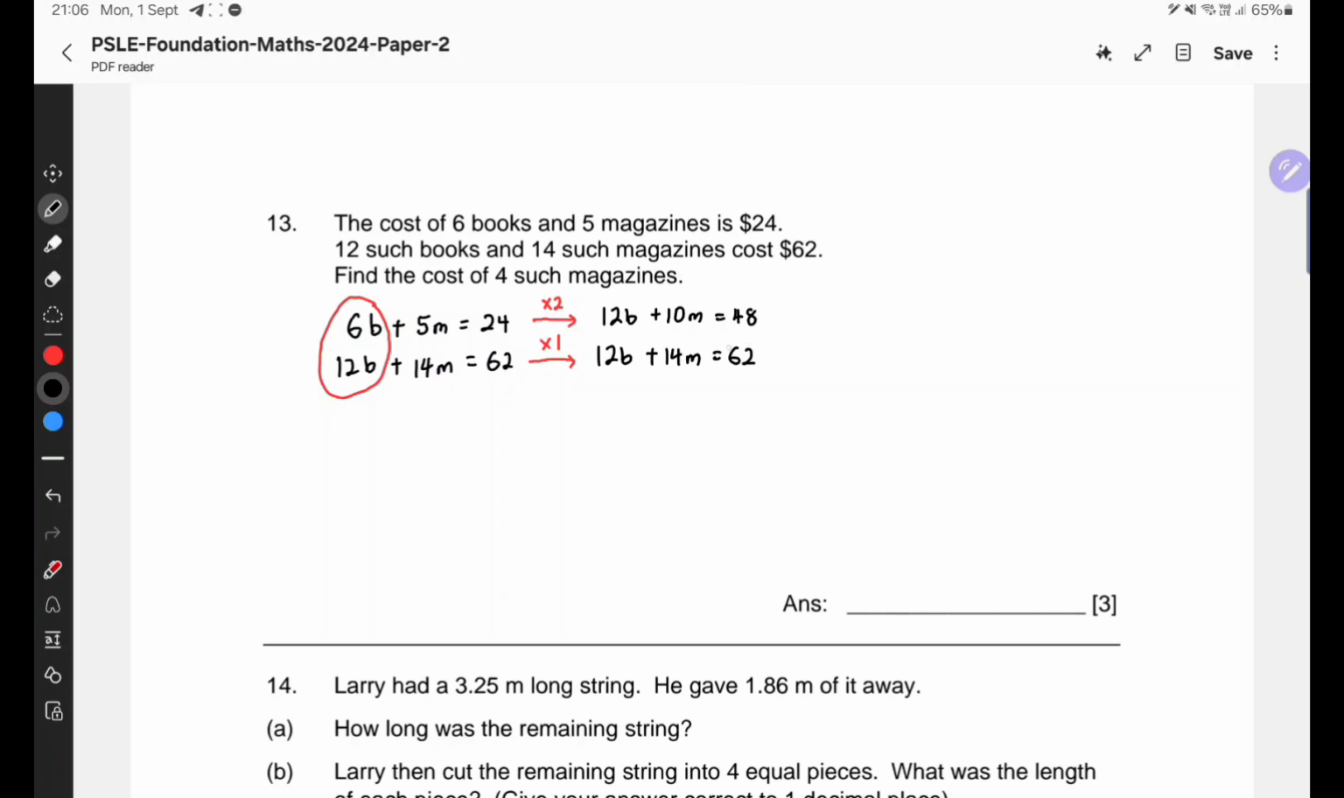From here, we just take the bigger value, which is 62, minus away the 48. So 62 minus away 48, we'll be left with 14. 12B minus 12B is equal to 0B. And then 14M minus 10M is equal to 4M. In this case, the question is only asking us for 4 magazines, and this is already our answer. So $14. Do not forget to write down your units.